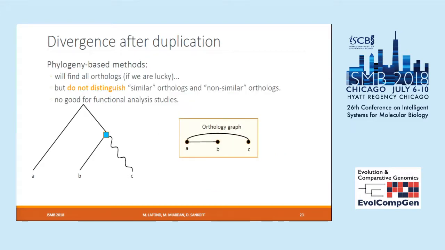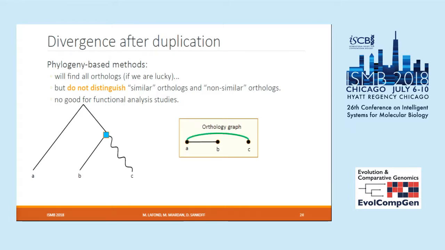Well, phylogeny-based methods, they will find all the orthologs, if we're lucky enough to reconstruct the correct species and gene tree and predict the speciation and duplication events correctly. If we have all that, we will find all orthologs. But there's still another problem here, because we have these similar orthologs and non-similar orthologs, and from what I've read in the literature, people don't always care about all the orthologs.